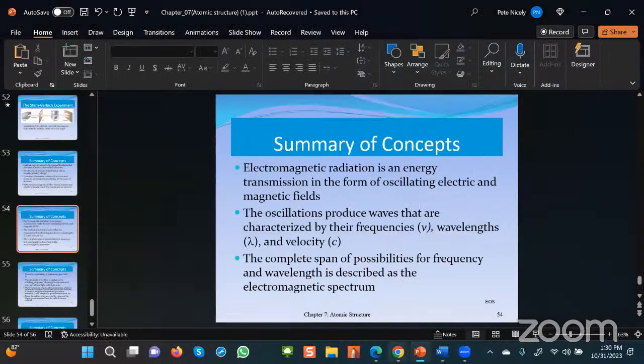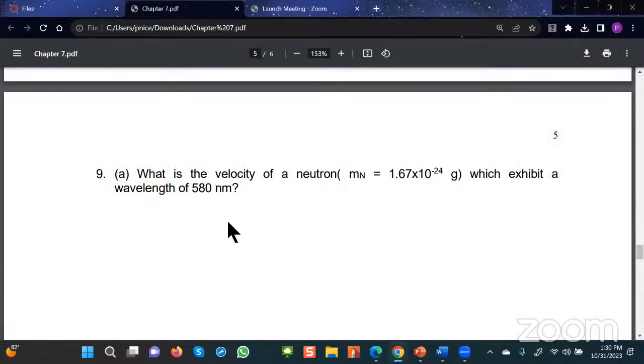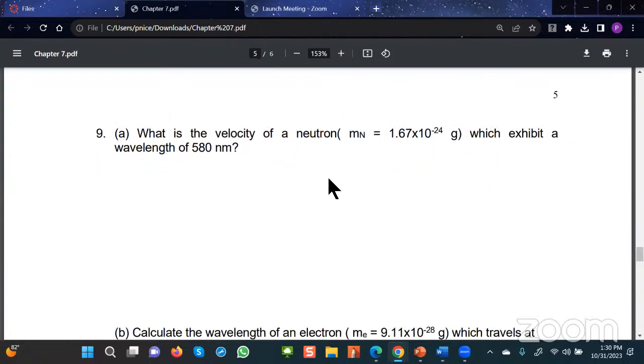And I want to go back to the assignment because there's one particular question. Let's look at this question here first before we move on to the other one I was thinking of. So this question says, what is the velocity of a neutron, and it gives the mass of the neutron, which exhibits a wavelength of 580 nanometers.